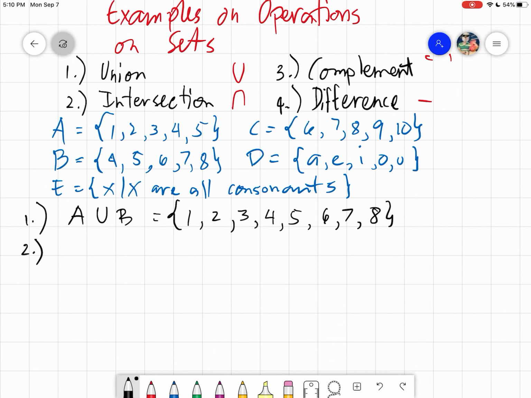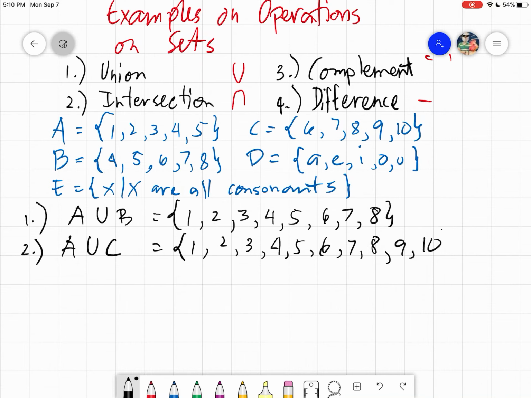Okay, so let's give another example for union. Say we have A union C. What would happen here is I will list down the elements of A, which is 1, 2, 3, 4, and 5. And then the next one, we write down the elements of C. Since C has nothing similar with set A, we just continue writing all the elements of C, which is 6, 7, 8, 9, and 10. I hope you follow this one.